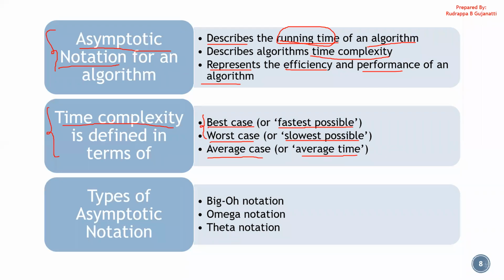So I can have time complexity defined in three ways: how fast the algorithm will execute, which will give me the best case condition; how slow the algorithm will run, which will give me the worst case condition; or what is the average time consumed by the algorithm for its execution, which will give me the average case condition. Based on these, I have three asymptotic notations for an algorithm, which are termed as BigOh notation, omega notation, and theta notation. These three notations we'll be discussing.